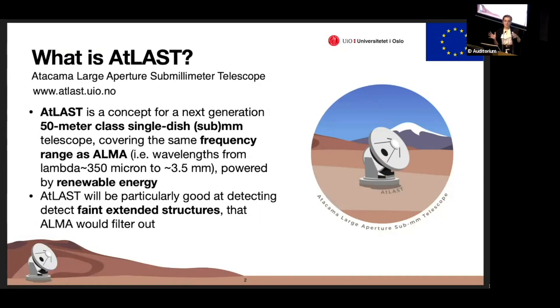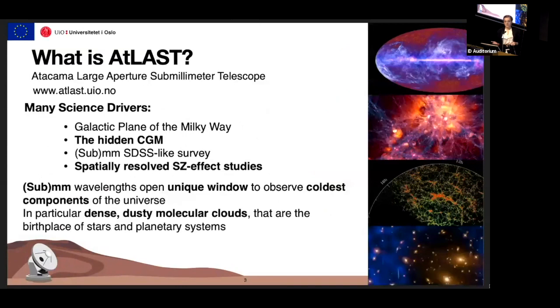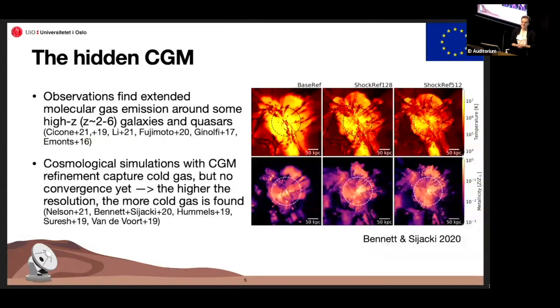And because it's a single dish and not an interferometer, it's tuned to detect extended and faint structures in the universe. So there are many science drivers for ATLAS, but in my PhD, I'm mostly focusing on the hidden CGM and the spatially resolved SZ effect, and in this talk I'm just focusing on the CGM. So what do we mean when we say hidden CGM? It's been said before. We find a lot of cold gas recently in the CGM of high redshift galaxies and quasars, and also in simulations when we increase the resolution, we find more and more cold gas in the CGM actually. So this is a component that it would be interesting to study.